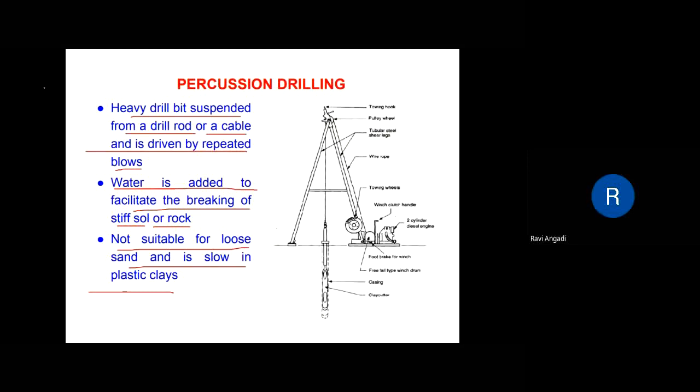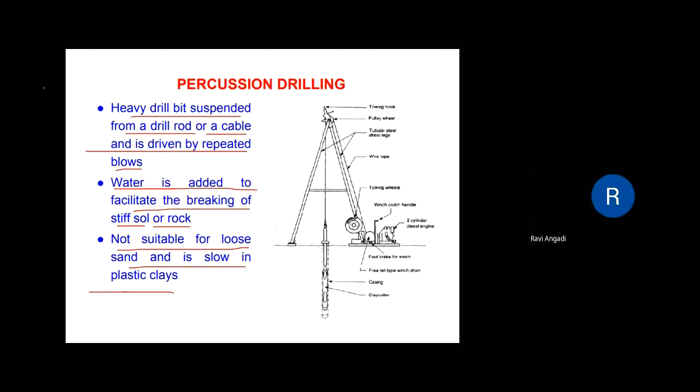In this method, a heavy chisel is alternatively lifted and dropped in a vertical hole, and the material gets pulverized. The main advantage of the percussion drilling method is that it can be used for all types of materials, and it is particularly useful for drilling holes in glacial tills containing boulders.